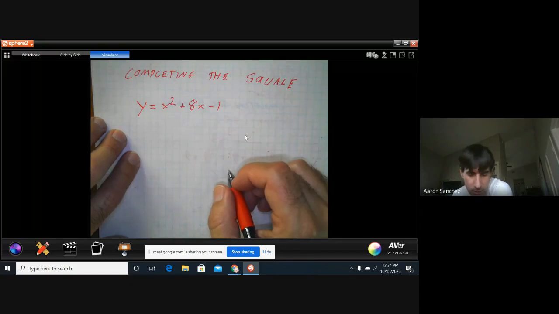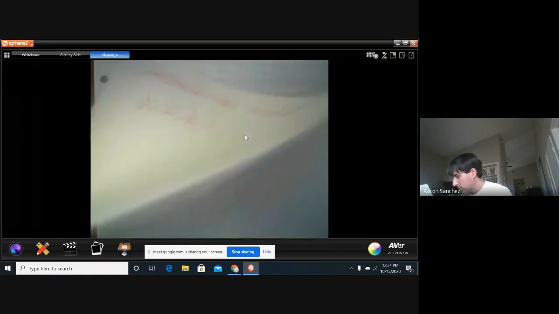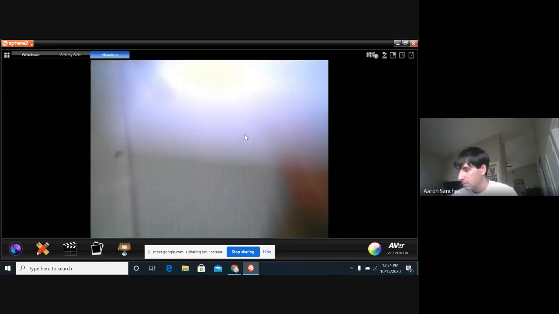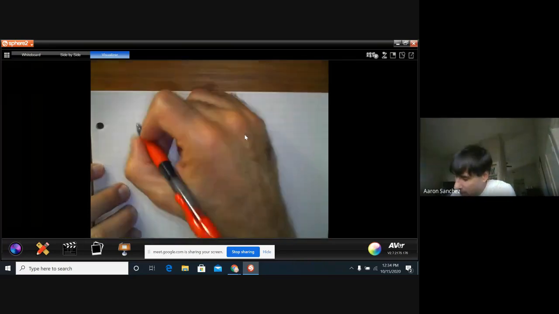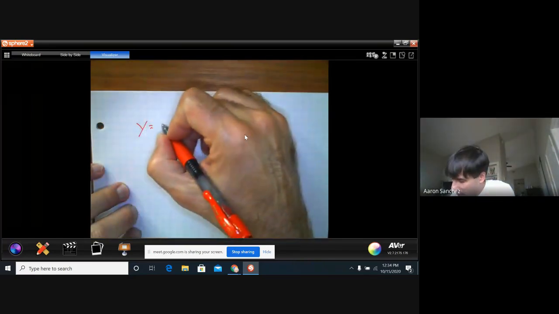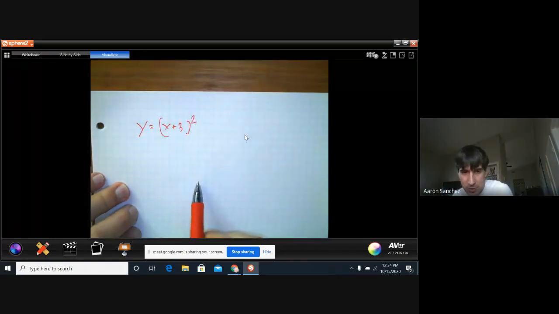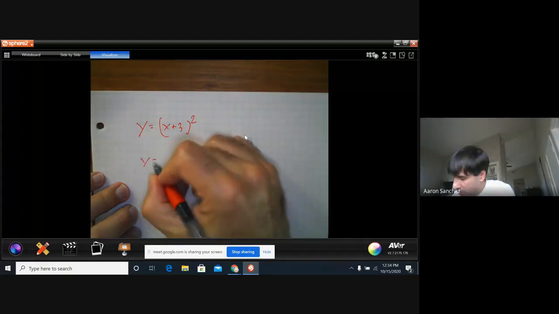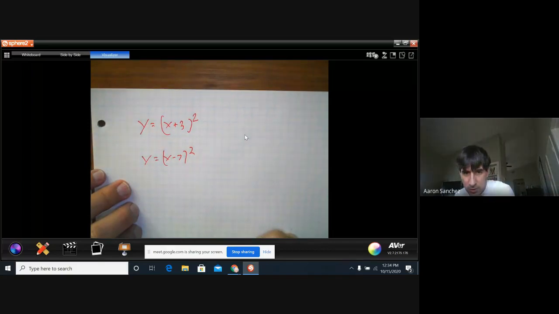By the way, before I do that, let's talk about perfect squares real quick. Again, don't write this down. y equals (x plus 3) squared. See how that's a square? That's a perfect square, right? Or y equals (x minus 7) squared. That's a perfect square.